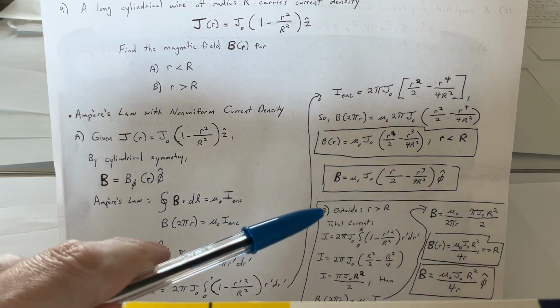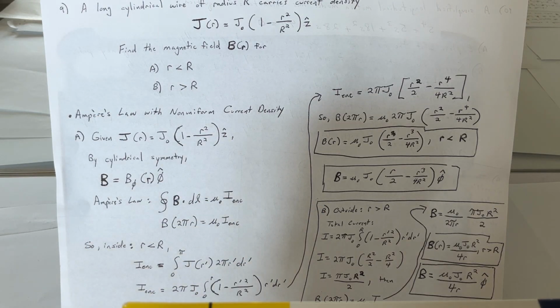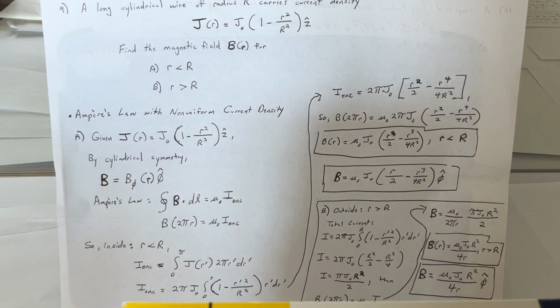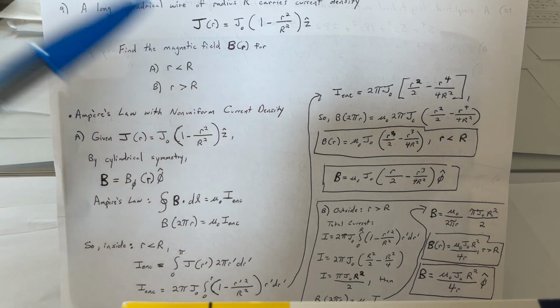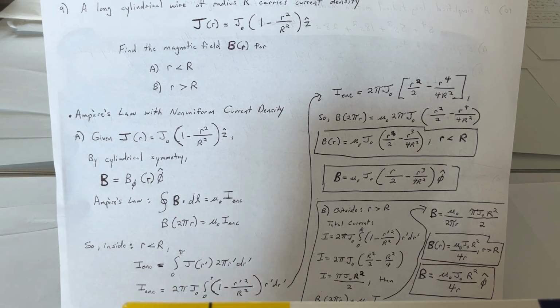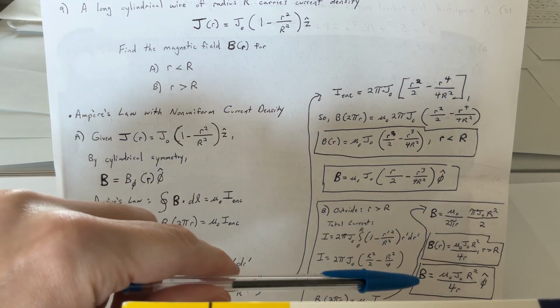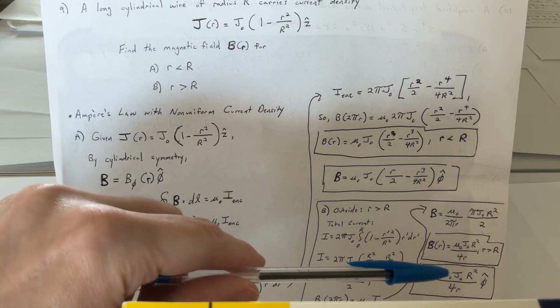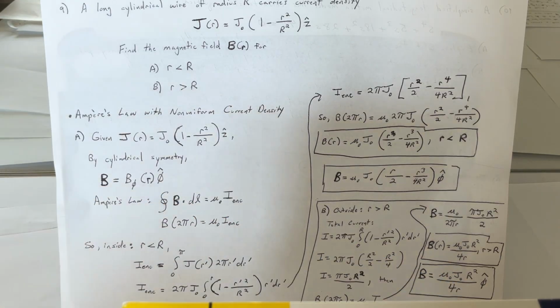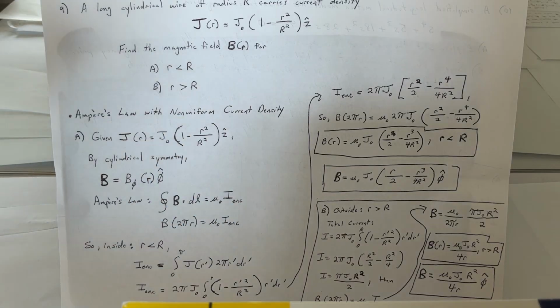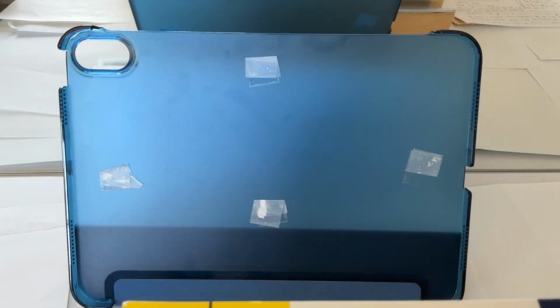That's for A. And then for B, outside, lowercase r is greater than capital R. Total current, here's what we have. I'm just going to go through this a little bit more quickly because you know these symbols if you've taken the course. And actually, this is just going to come out to B equals mu naught J naught capital R squared over 4r, times phi hat. So that takes care of number 9.